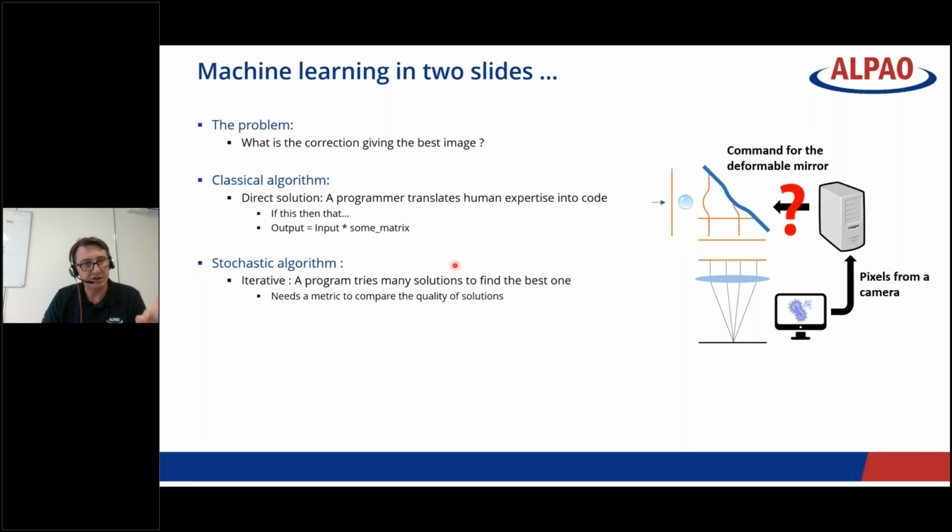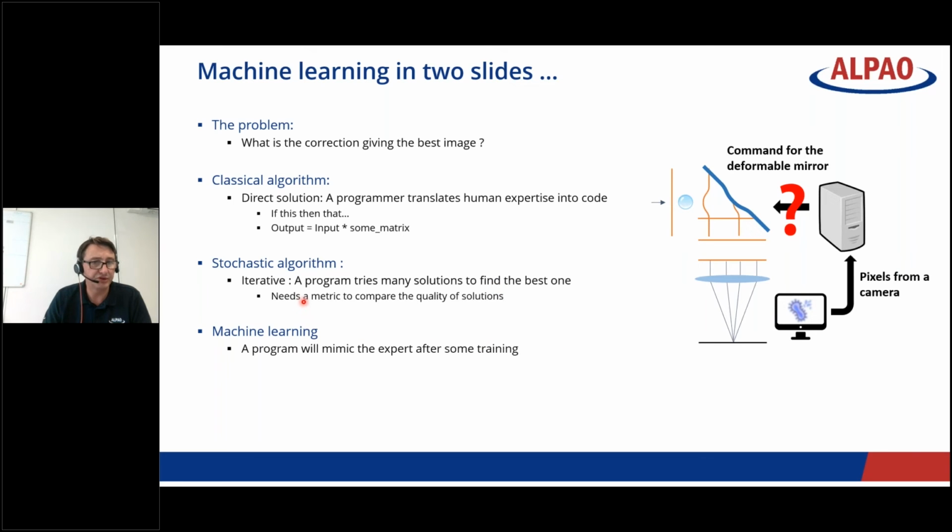So it is not machine learning. Another way to do it is what we call the stochastic algorithm or Monte Carlo approach. Again, you don't really know the answer to the problem, but you try many solutions and you try to converge to the best solution. The new way to answer this problem and to guess what command you have to send to the deformable mirror or wavefront corrector is using machine learning.